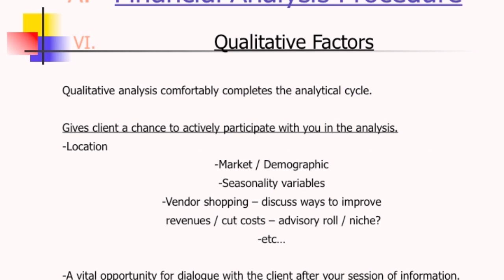We'll just go forward here, and look at some qualitative factors. We want to look at the market and the demographic. We want to make sure that the business we're in is in the right market and the right demographic, that we're going to have the right people around us that we can sell our products and services to. And you can look at this slide in further detail.